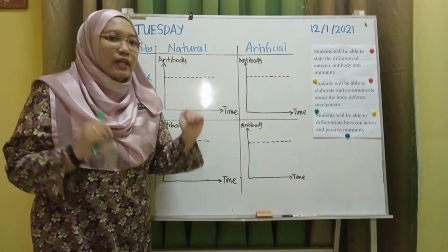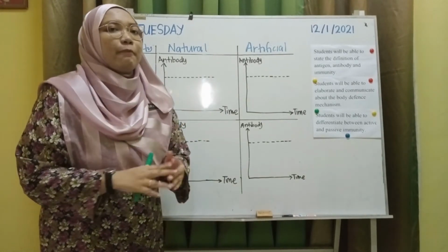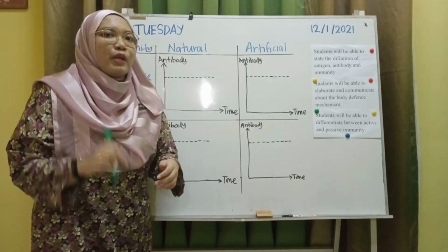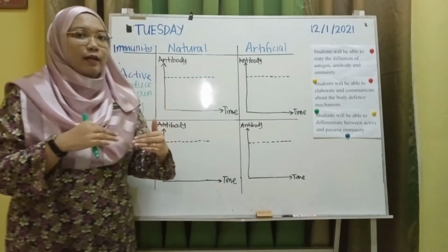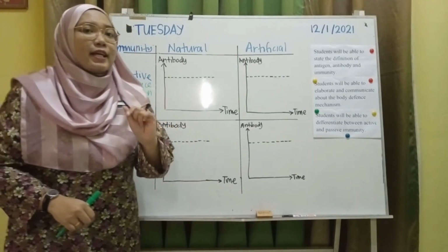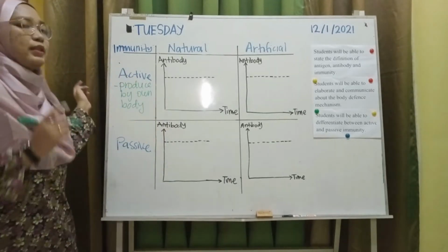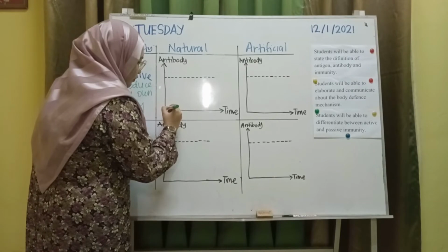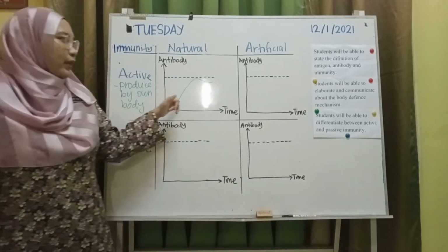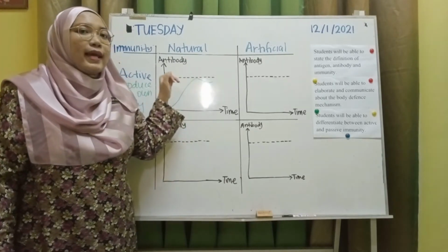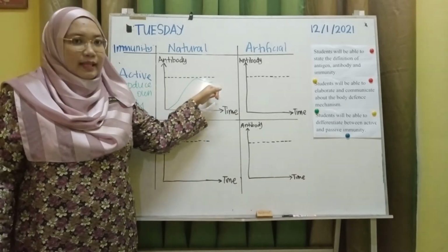So, the situation is when we have recovered from, for example, chickenpox. When we recover from chickenpox, we will develop the antibody within ourselves. But for the first experience of chickenpox, the antibody concentration will go like this. It will increase but still not exceed the immunity level, and it will decrease over time.